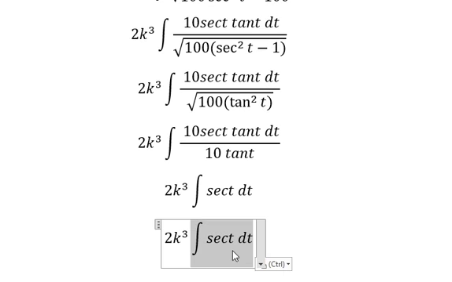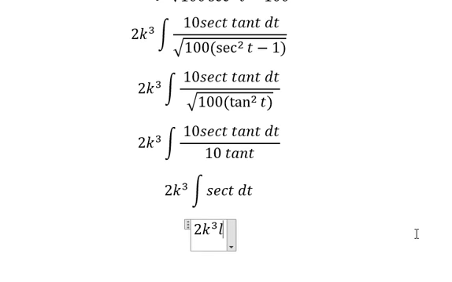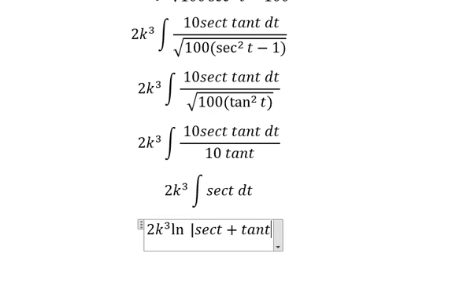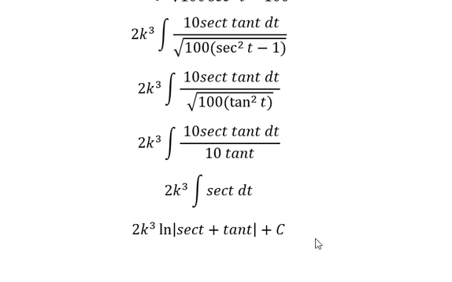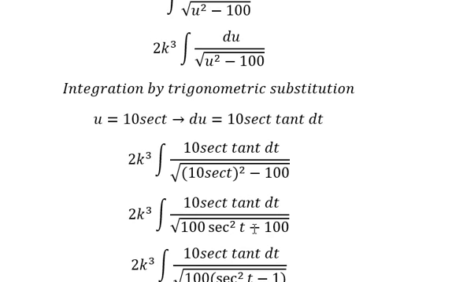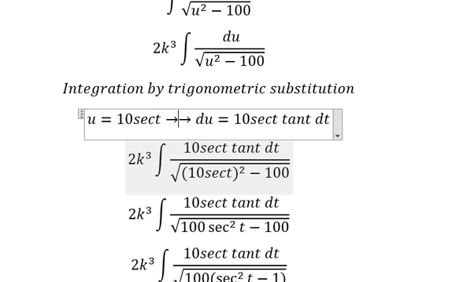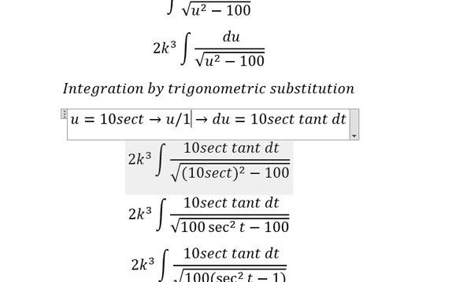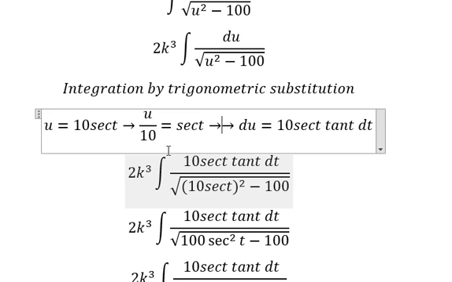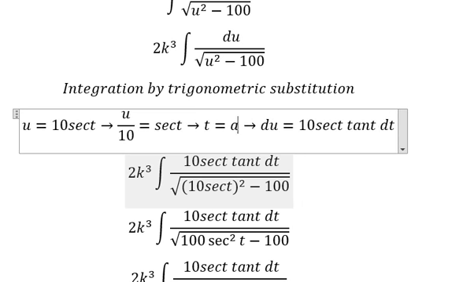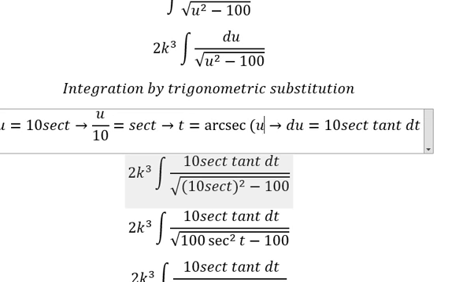The integration of this one, we have ln of the absolute value of secant of t plus tan t, and we put about c. About t, that is about this one. So we need to divide both sides by number 10. And we got about t equals to a secant of u over 10.